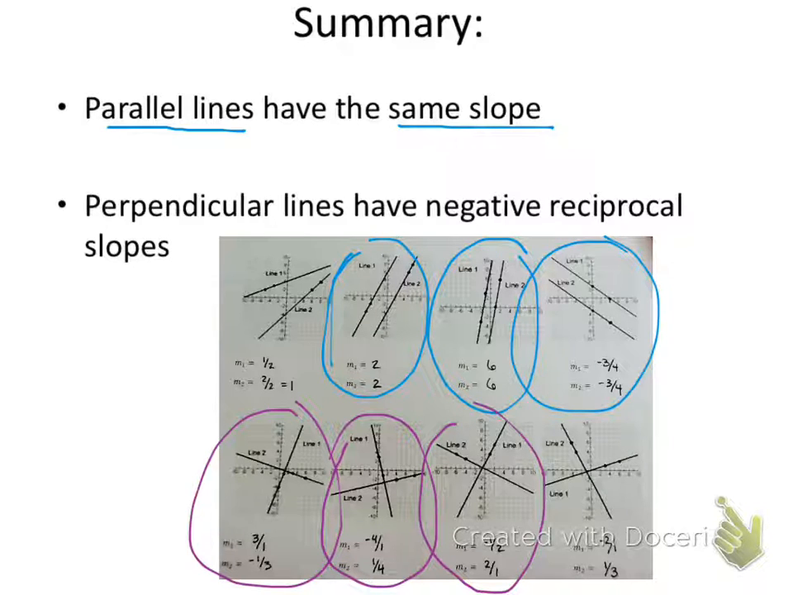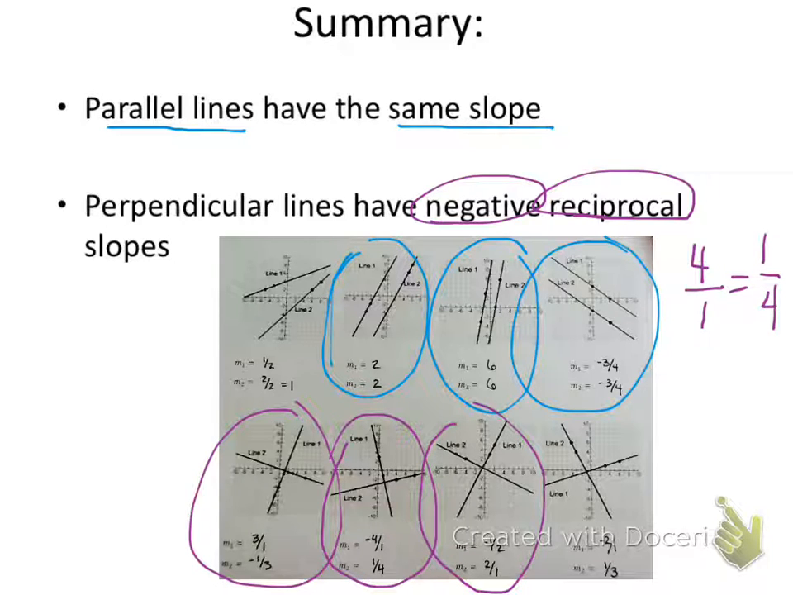So if it's positive, it becomes negative. If it's negative, it becomes positive. And it's the reciprocal, so you flip the fraction. Now if you have a normal number, remember you're just putting 1 on the bottom and flipping it. Okay? So we're going to apply these concepts to be able to write equations of parallel lines today.